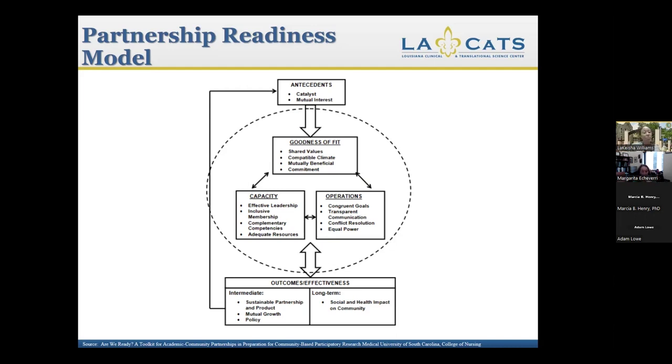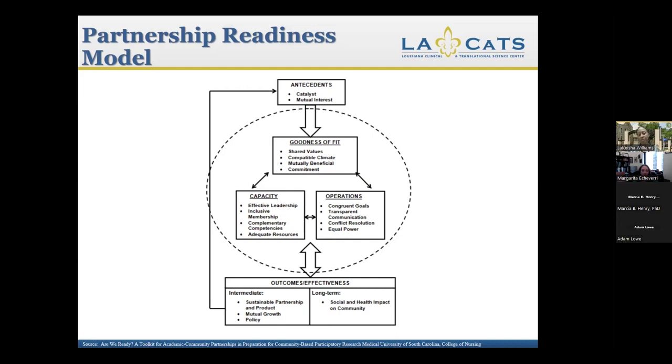Is it a good fit? Are we able to share those values? Are we able to have this commitment? Are we able to mutually benefit from each other? And then being able to look at those capacity aspects as well as the operation aspects. So capacity, I talked about it in terms of the staff members, the leadership, inclusivity, making sure that we're having all of those different resources, and then looking at the operations.